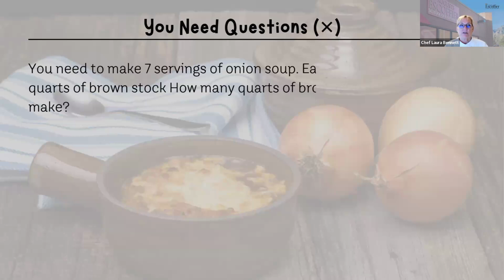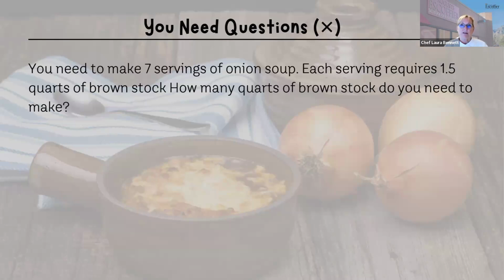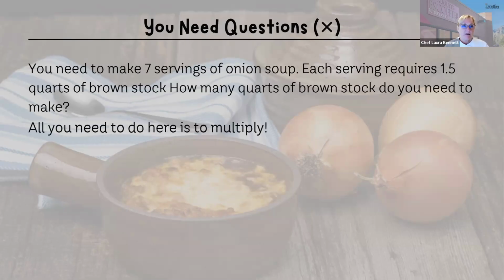You need questions. Remember, we're going to multiply to find the final answer for this. You need to make 7 servings of onion soup. Each serving requires 1.5 quarts of brown stock. How many quarts of brown stock do you need to make? Straight up multiply. That's all we need to do. 7 servings times 1.5 quarts gives me 10.5 quarts.